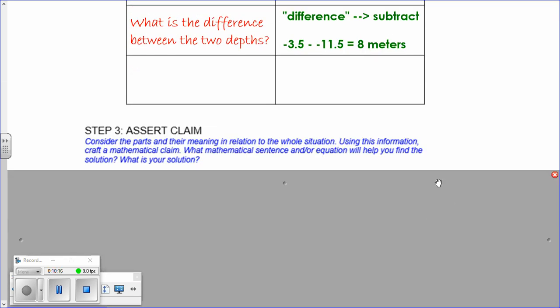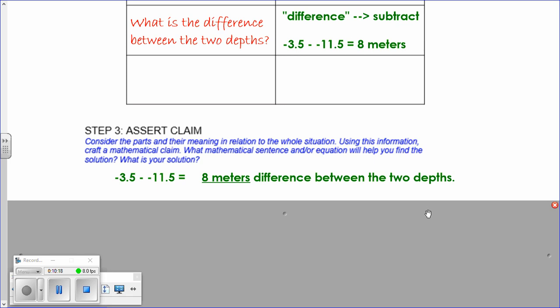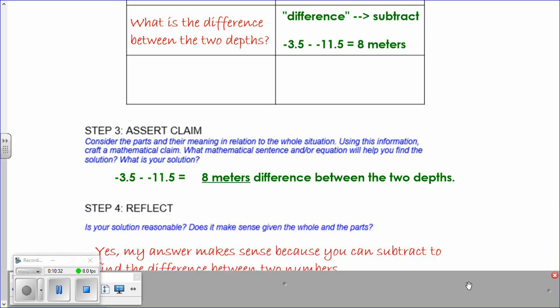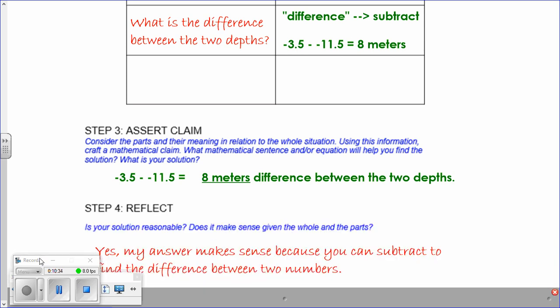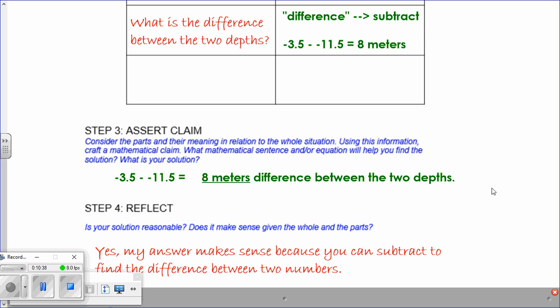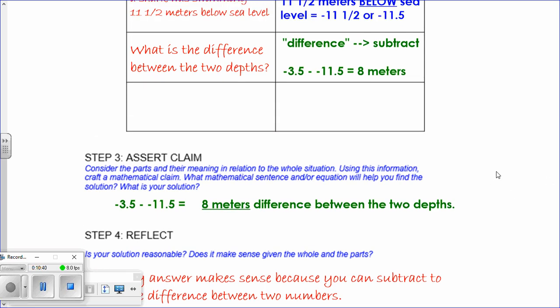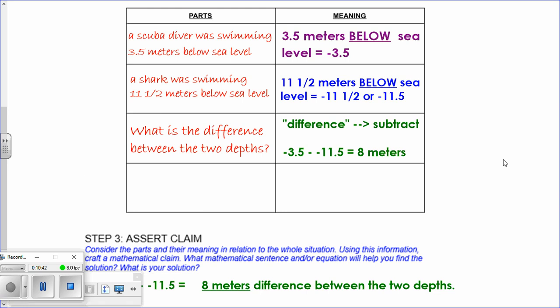So now that we figured this out, let's summarize. So our math sentence or equation that helped us solve was -3.5 minus -11.5, and that gave us our difference or distance between the two in the water. And last step is to reflect. So it says, is my solution reasonable? Does it make sense given the whole and all of the parts? So I just go back up here to make sure that my work is reasonable.